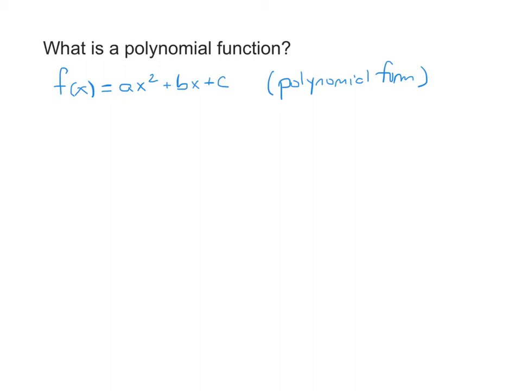Now here we have where a, b, and c are constants. And notice how our exponents decrease by 1. We've got x squared and then x to the first, and here we really have an x to the 0. Now this is a quadratic.